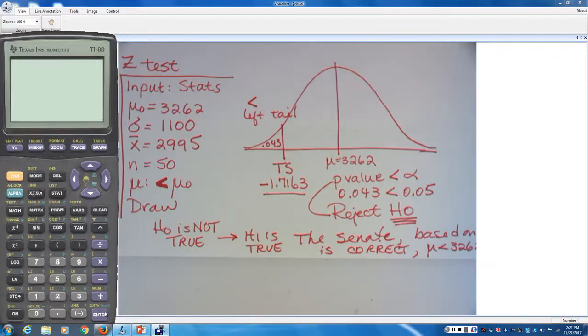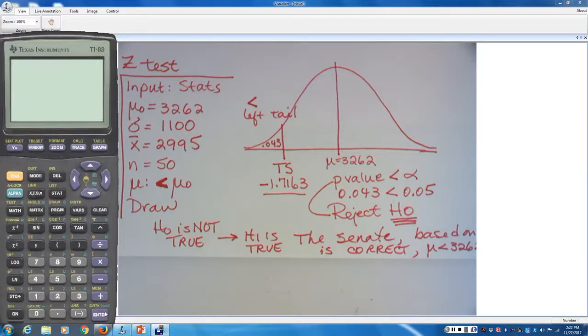Okay, I don't have one. I guess I'll have to teach you to cheer. Here's how you decide. Everybody get ready. If P is low, HO's got to go. Say it with me. P is low, HO's got to go. Okay?